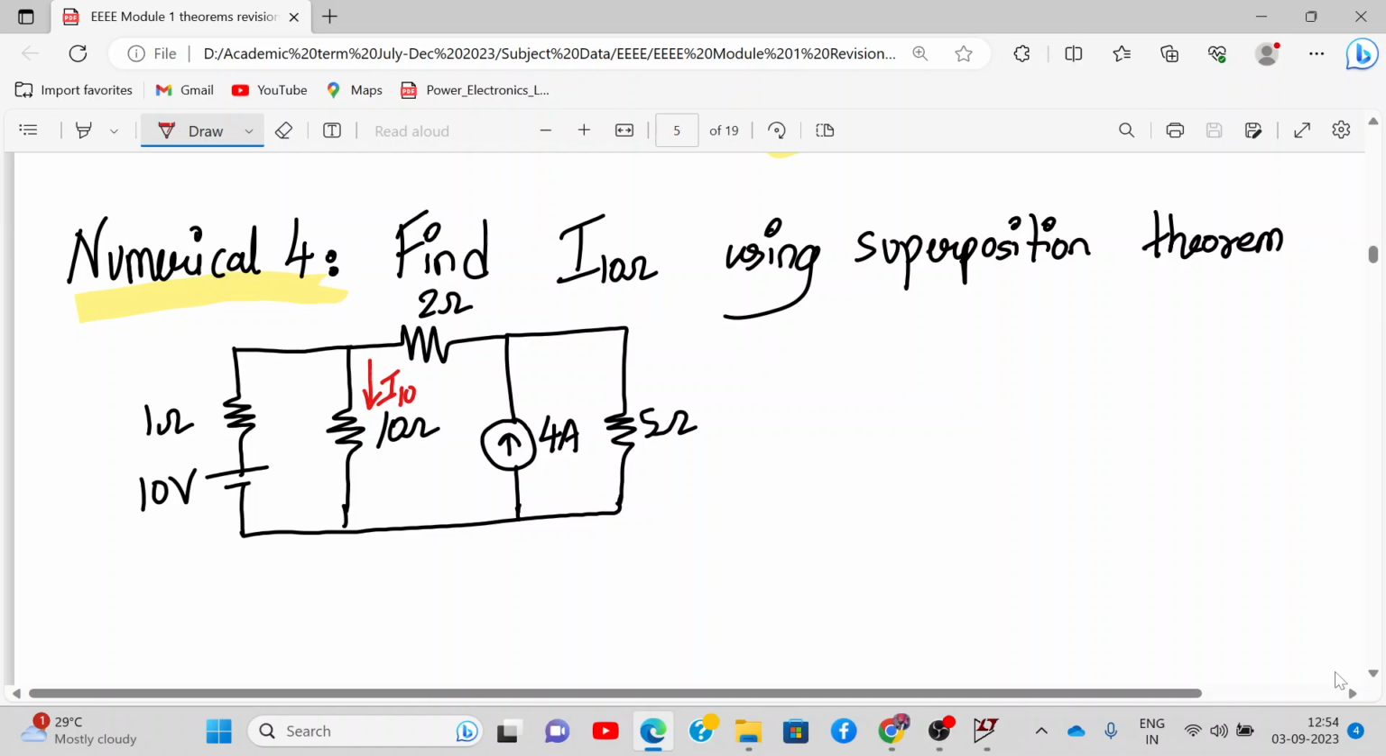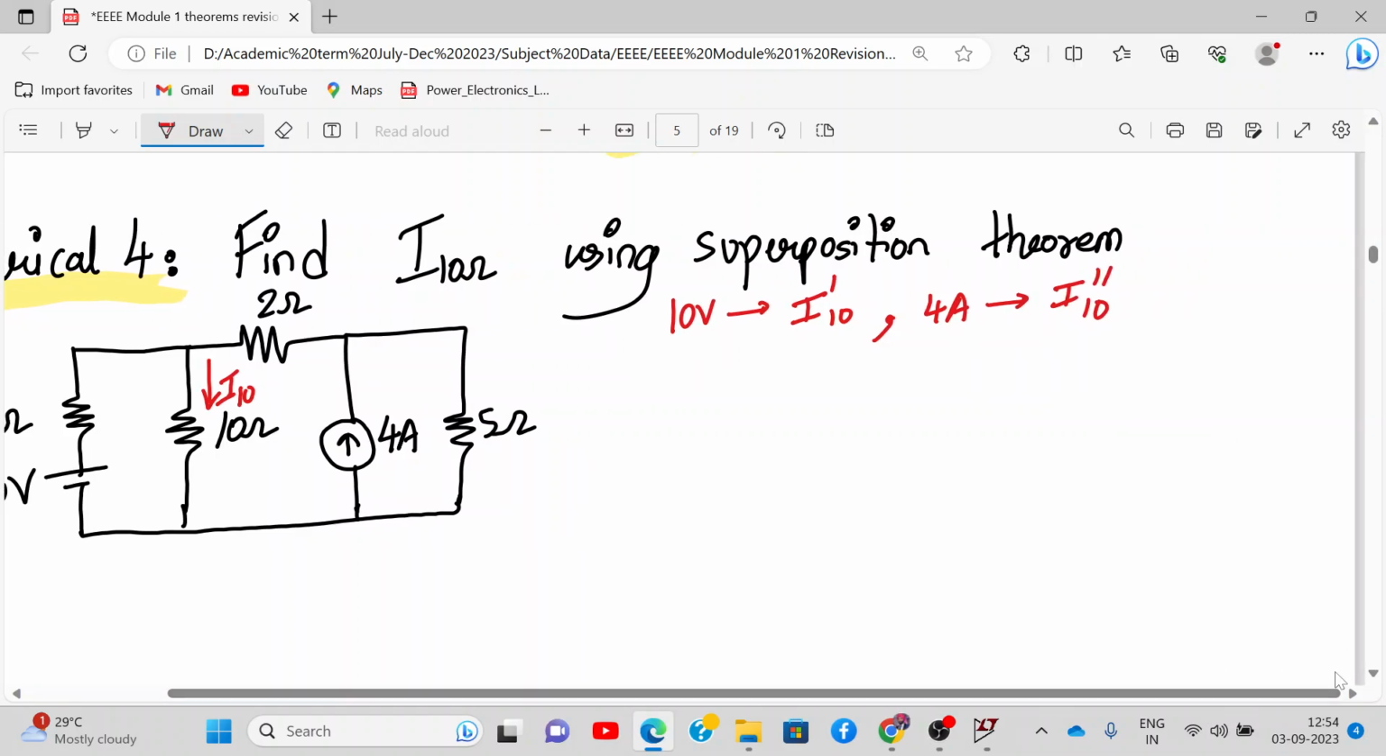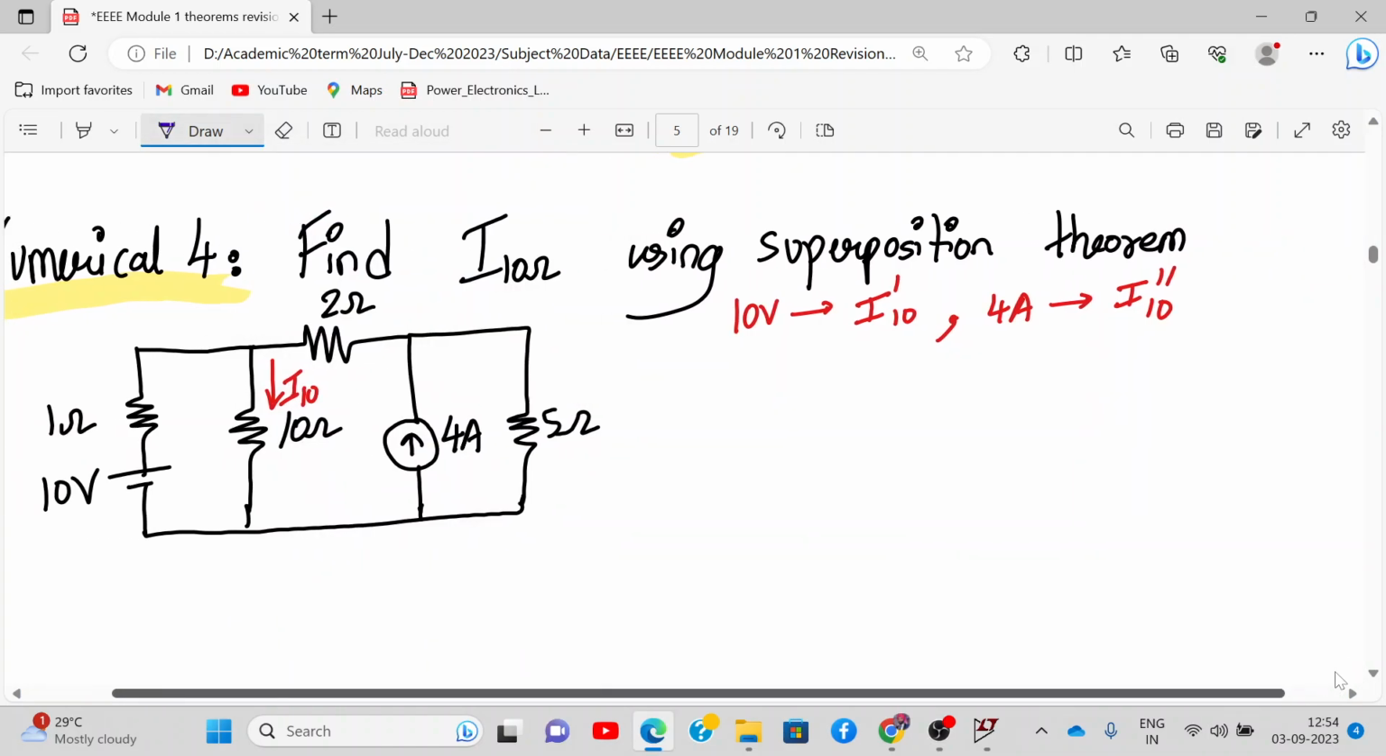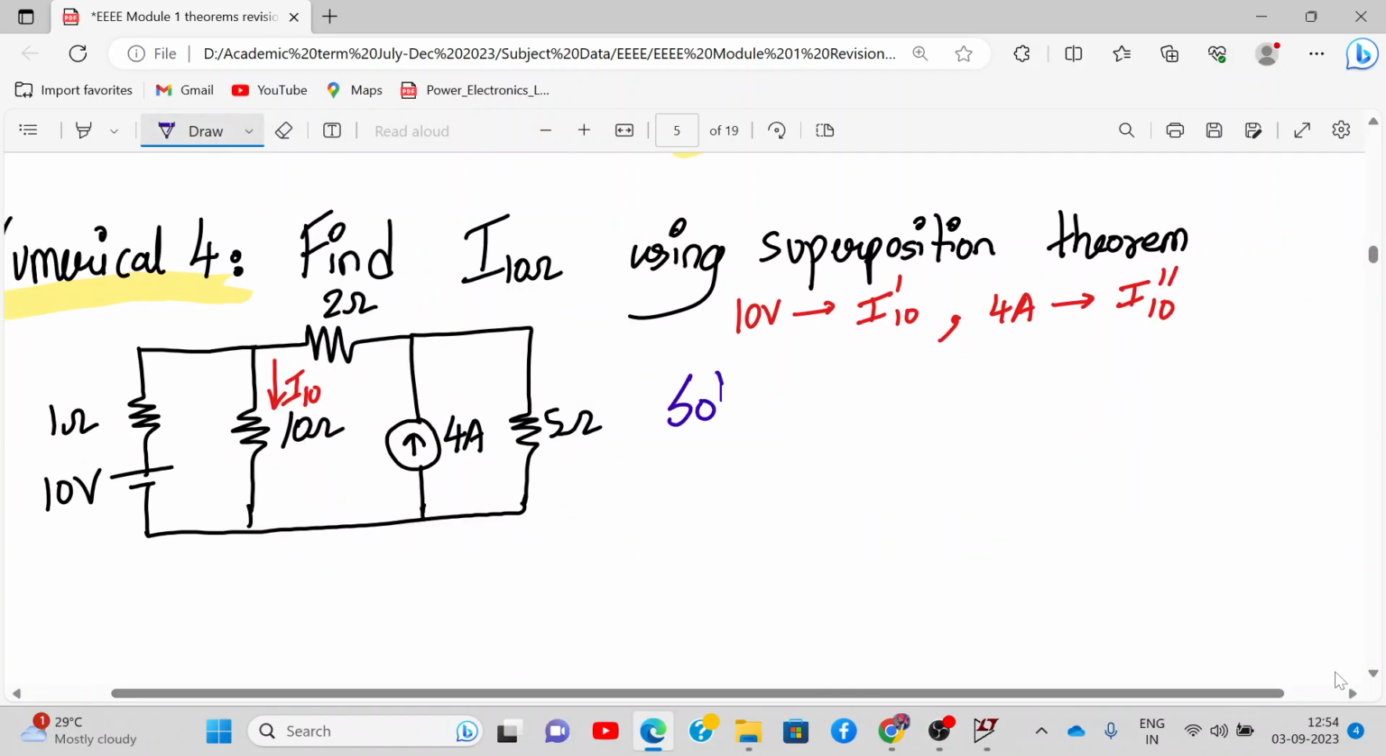Are you ready? Can we start? Yes, sir. So for the 10 volt voltage source, we'll consider I1 dash, and for the 4 ampere current source, we'll consider the current as I2 double dash. So let's begin. If I'm too fast or slow, let me know. I can slow down or I can speed up.